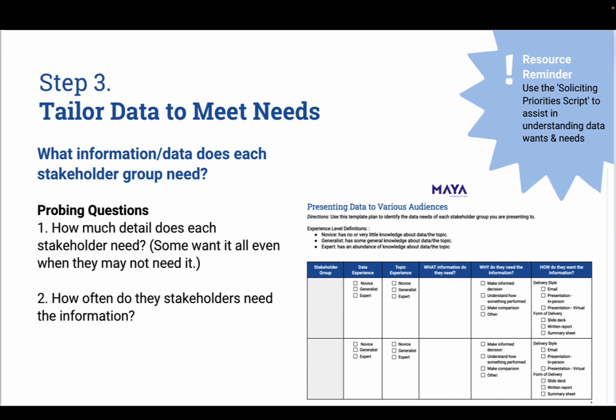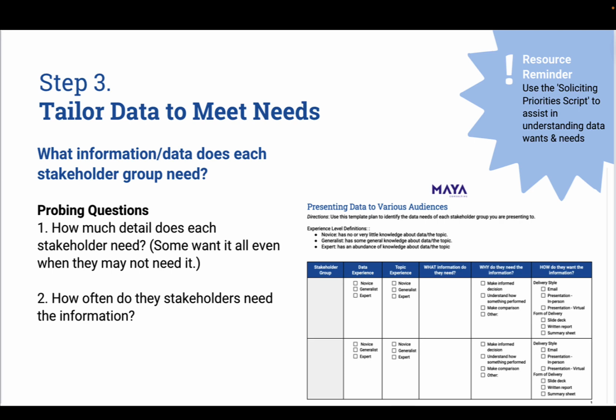Document the data needs of each stakeholder group in the fourth column of the Presenting Data to Various Audiences worksheet that's presented here and again linked in the slide notes. Once you've identified the reporting needs and capacity of your target audience, we can then dive into the actual development of the data dissemination document.